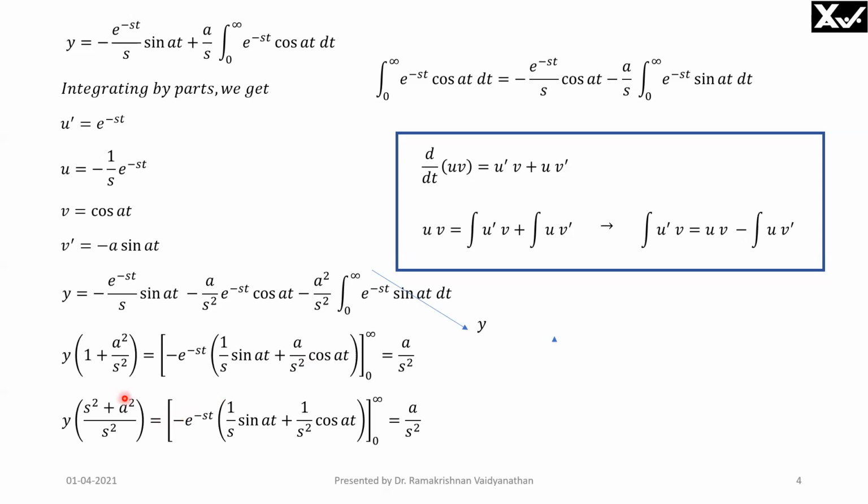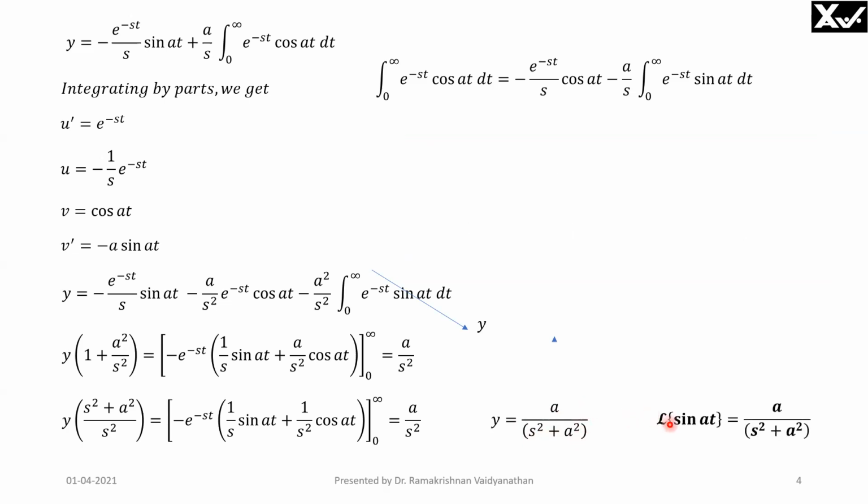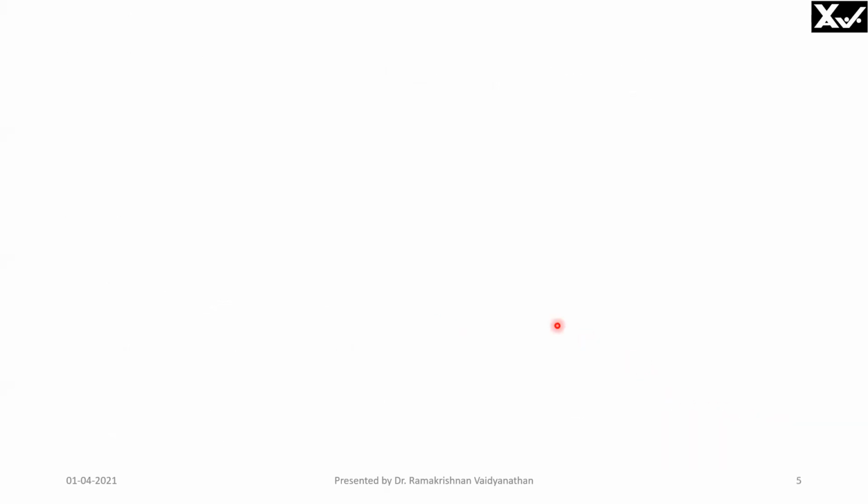Now, simplifying this, s squared plus a squared by a squared, denominator s squared gets cancelled on both sides. Therefore, the answer is y is equal to a by s squared plus a squared. So the answer is Laplace transformation of sin a t is a by s squared plus a squared.